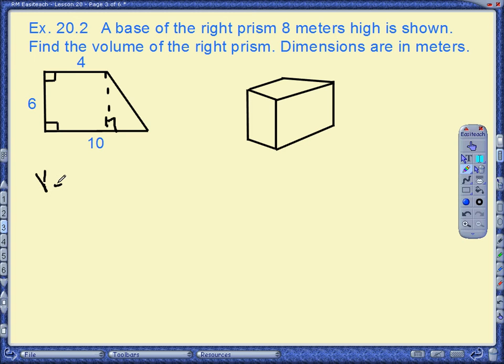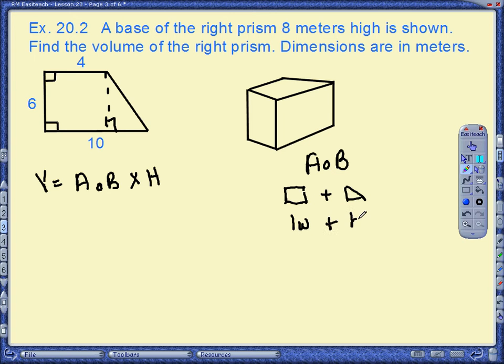So I'm going to write down volume equals area of the base times the height. Now the area of the base, since it's a composite shape, is made up of a rectangle and a right triangle. The rectangle formula is length times width. The triangle is base times height divided by 2.